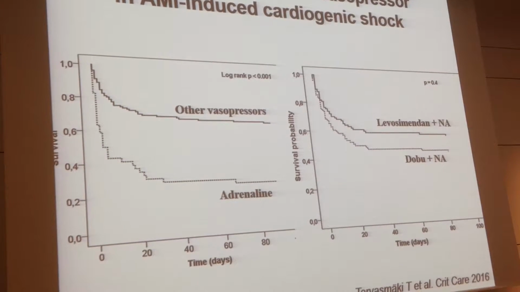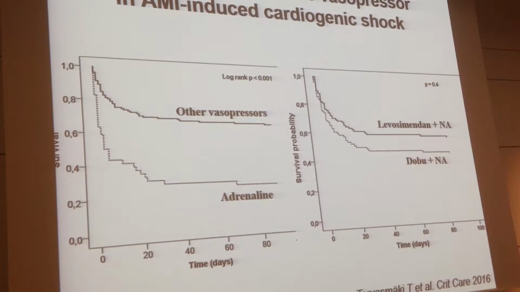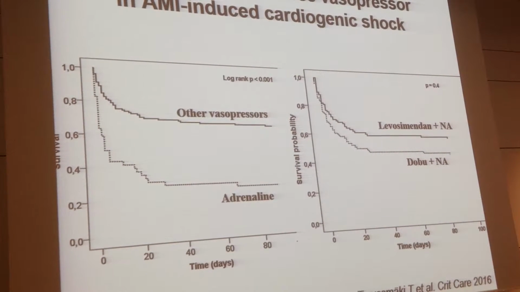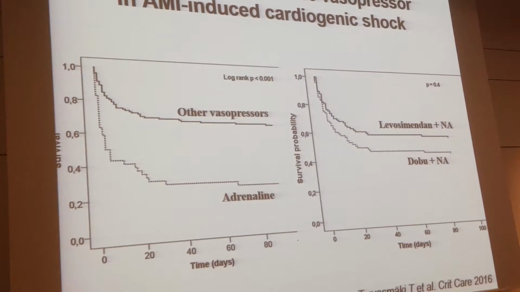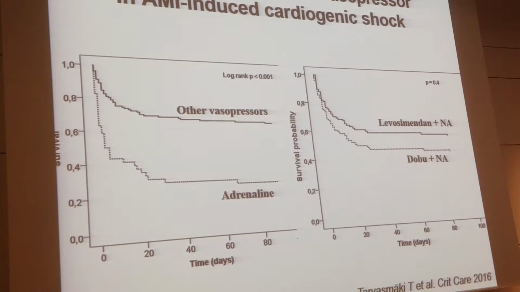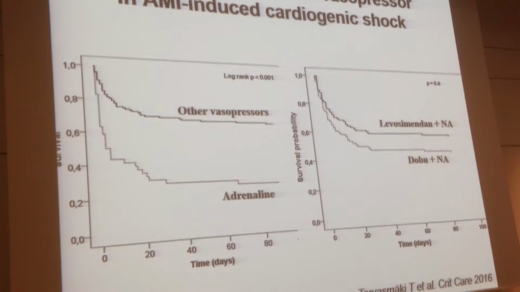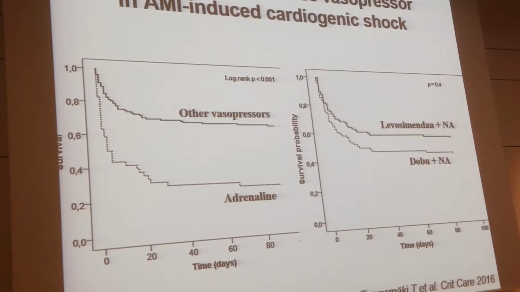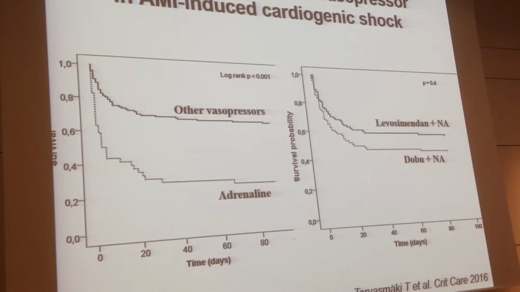And in the other graph on the right side, you can see that, like we published before, patients combining inotrope and vasopressors, and I would say any of the inotropes, at least levosimendan and norepinephrine, or dobutamine and norepinephrine, had the same mortality over 90 days.